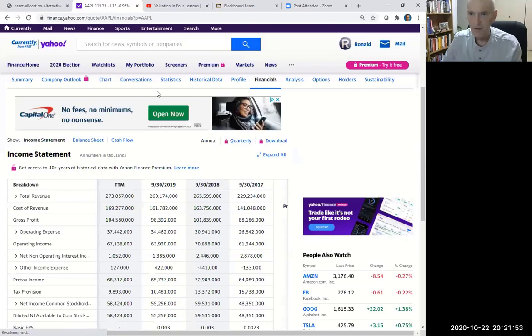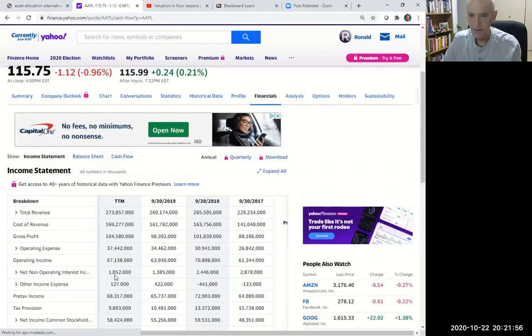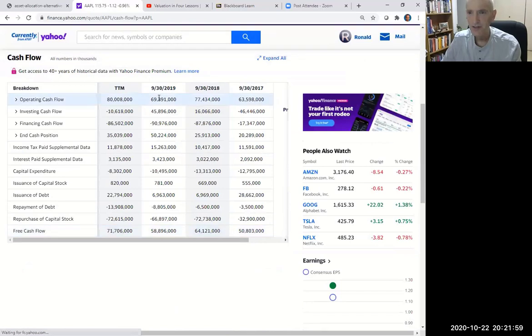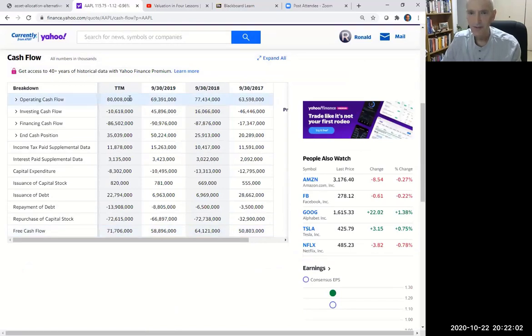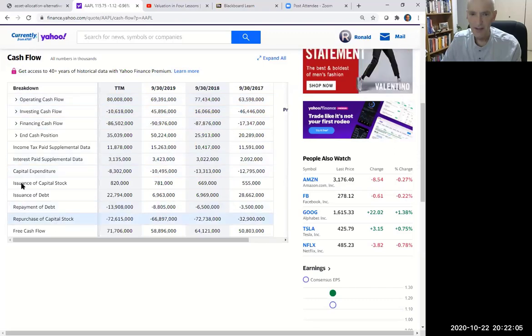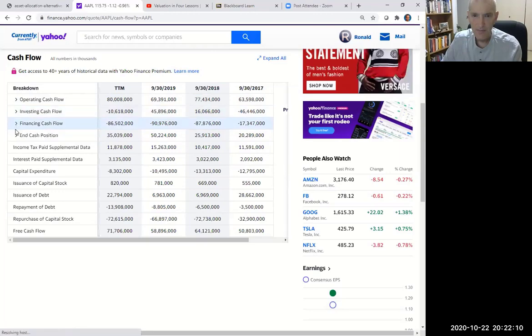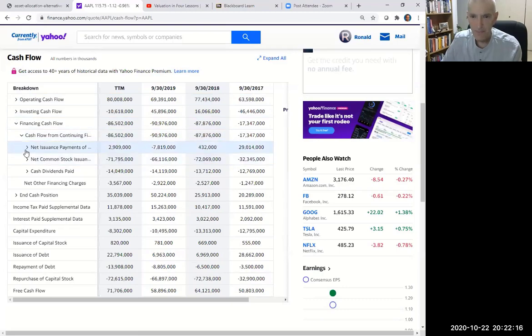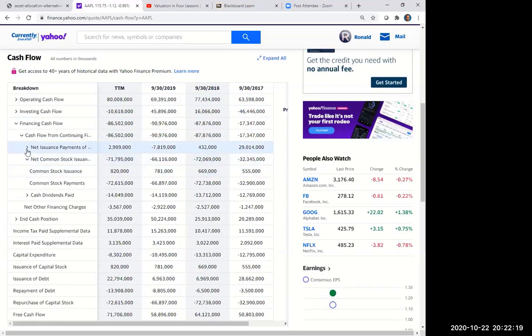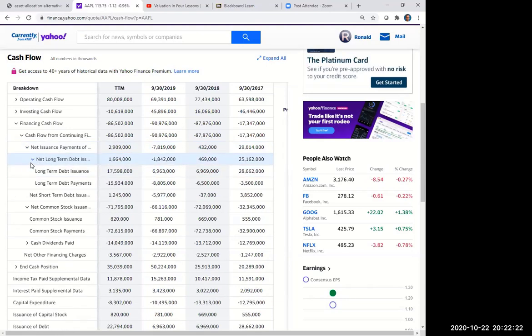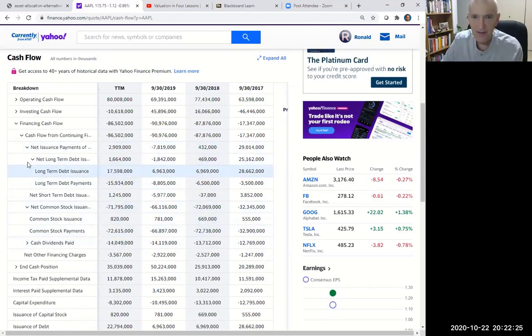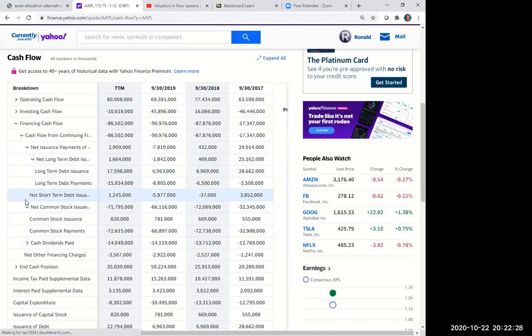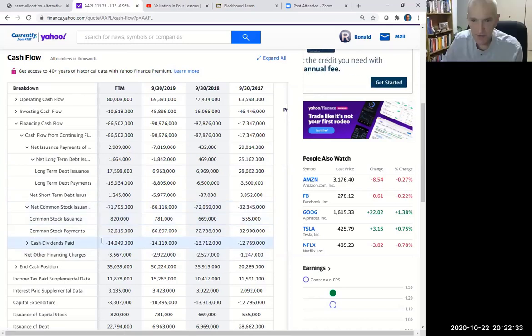So let's flip over here. Cash flow. Their cash from operations is $80 billion, and yet where's their dividends? Would it be here? Dividends paid? Do you see dividends paid? I don't see it yet. Yeah, right there. Cash dividends paid down there. Net common stock. Oh, there it is. Okay, there we go. Thank you.